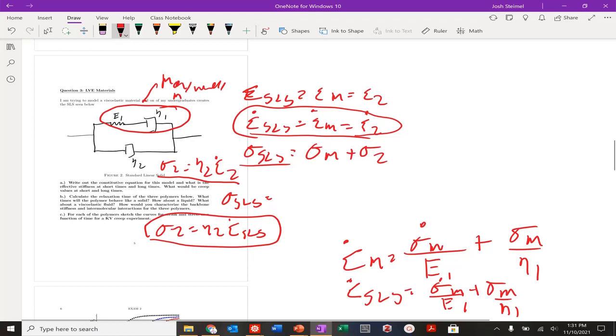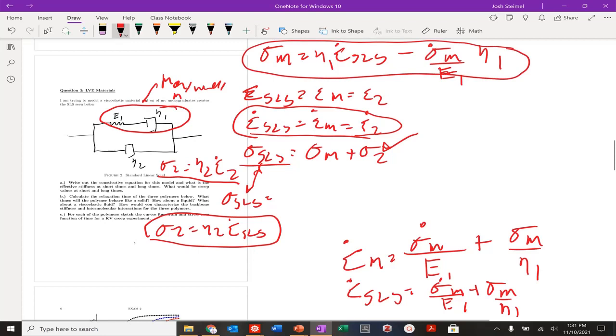Now, here I have the problem that I need to rewrite this in terms of the stress of my Maxwell model because I want to plug this in. Again, I have this component here. I've already checked off this one, so I need to rewrite this equation. So my stress of my Maxwell is going to be equal to the strain rate of SLS minus my stress rate of my Maxwell over my E1, and all of that is going to be multiplied by eta 1. So I've got this expression now. Fantastic. So I'm going to plug that in right here.